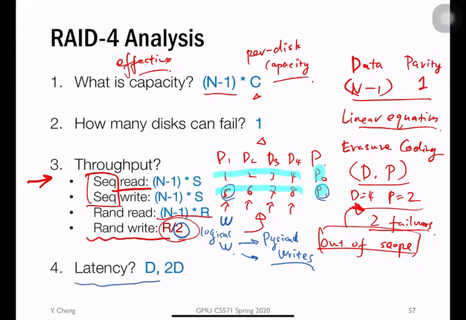In terms of random I/O latency, the read latency is D, because you simply read one data block from disk. For a write operation, it is 2 times D. Again, that is because a single logical write gets translated into 2 physical writes. So this is where this 2 comes from, okay? This completes RAID-4.